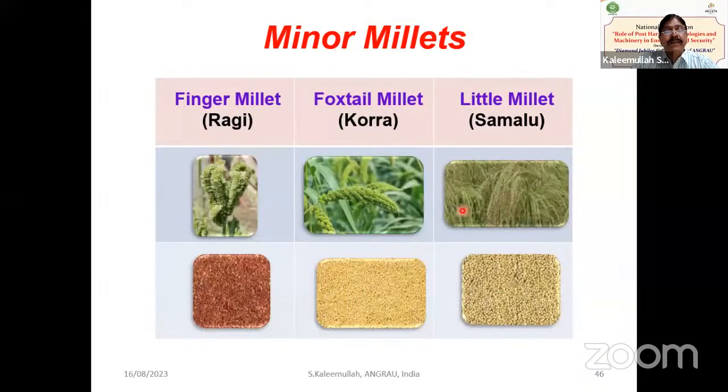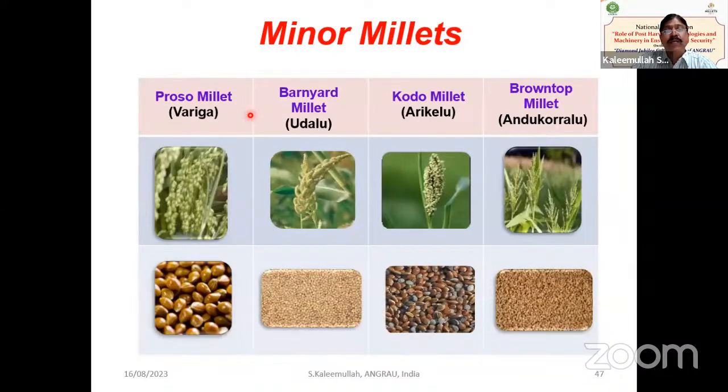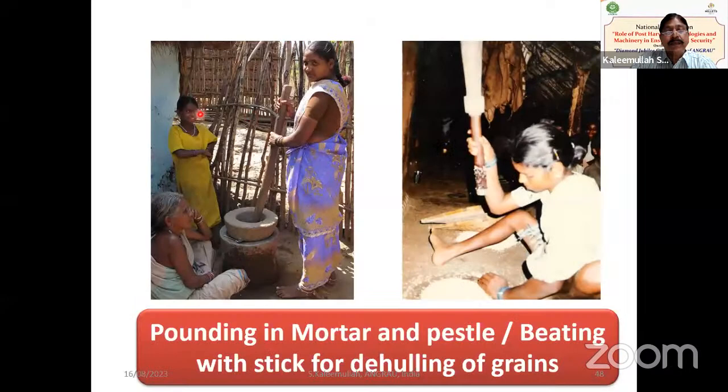And coming to the millets, all of you know there are the minor millets, and this year 2023 is considered the International Year of the Millets. The farmers are raising crops like finger millet, foxtail millet, little millet, proso millet, barnyard millet, kodo millet, and browntop millet. But they are unable to sell them in the markets because they do not have the processing machines. Generally, for dehulling they pound the grain in a mortar and pestle, or beat it with a stick. A very tedious process.